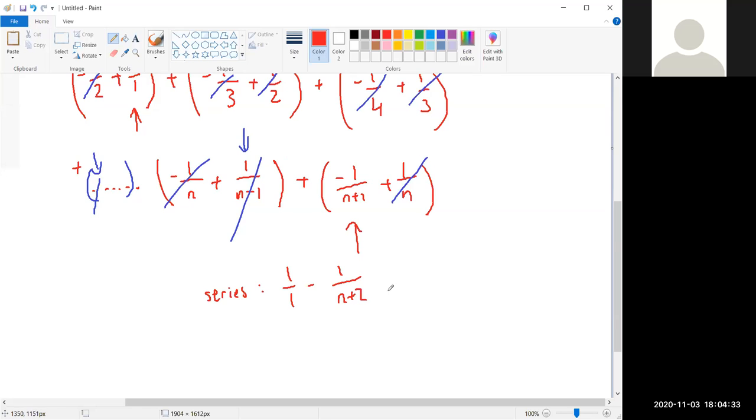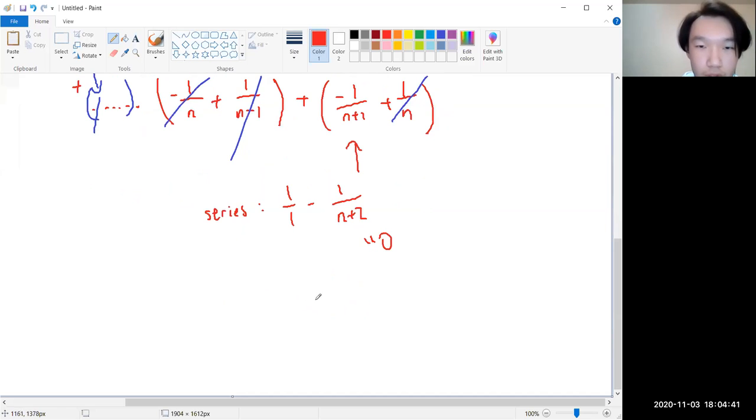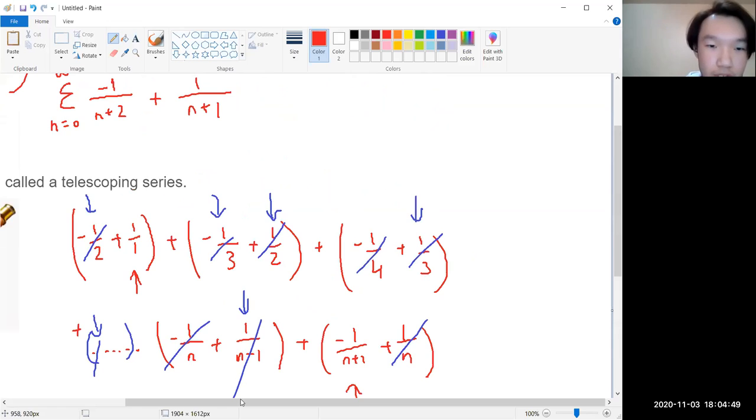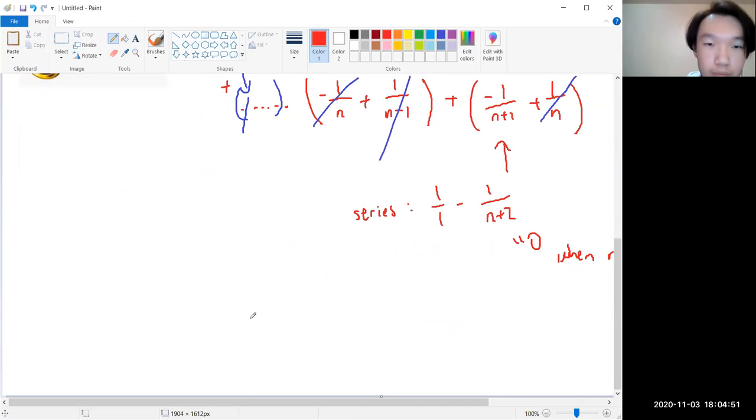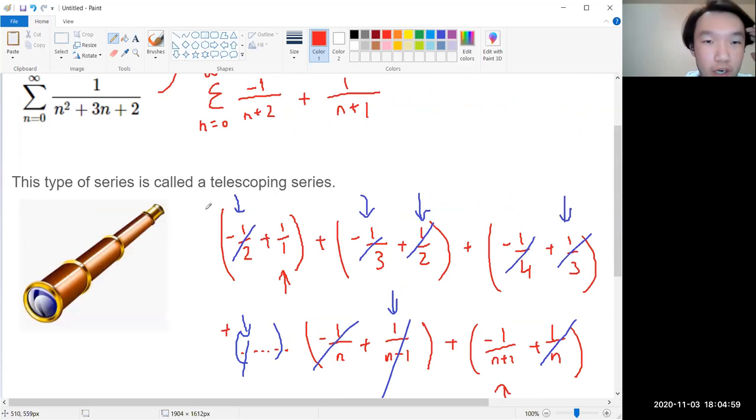It approaches 1, because this goes to 0. So that means this series here converges to 1. Okay, so this is a special case series. It has a special name. It's called the telescoping series.